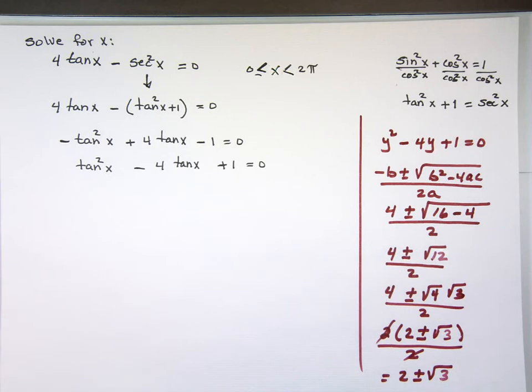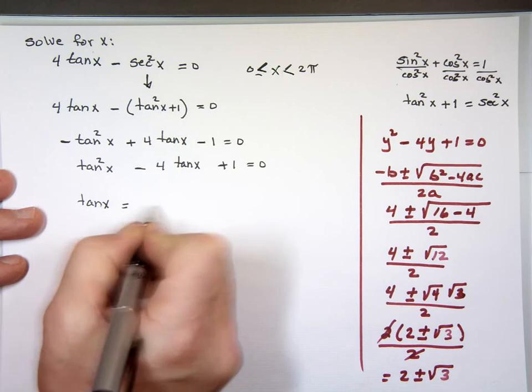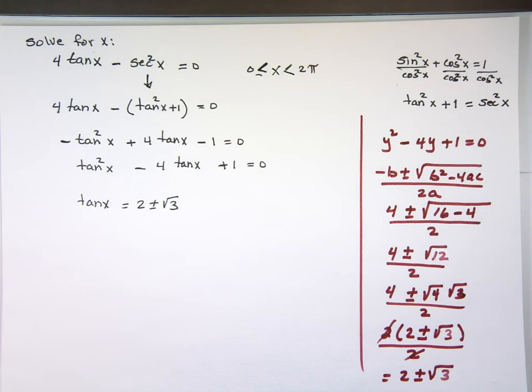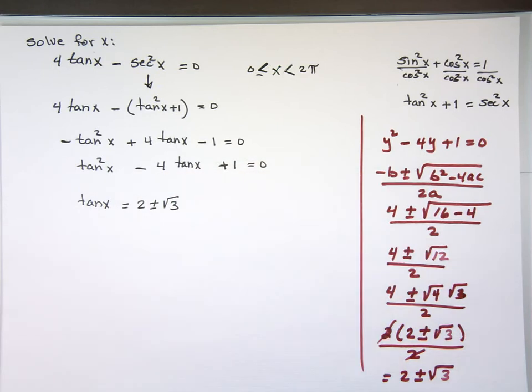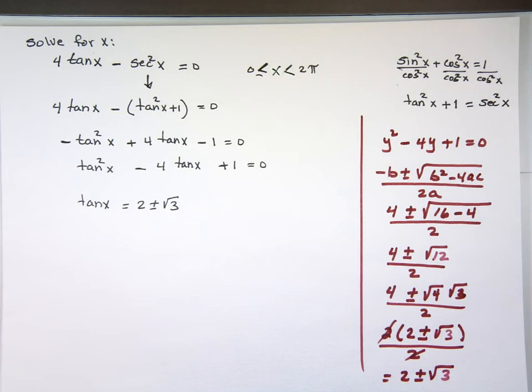So since y really equals tangent, tangent x equals 2 plus or minus the square root of 3. That's what tangent x is equal to. Because all I did, I let y equals tangent x, and I came up with that equation. So I don't have to come back and resolve this one. I know what the solution is going to be. So I got two solutions.